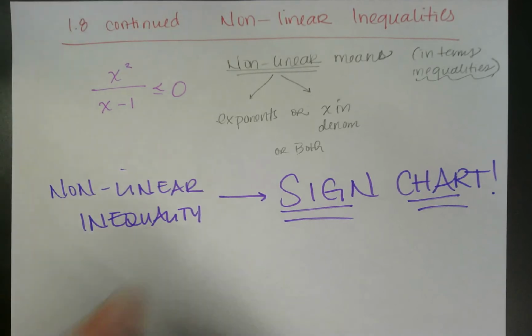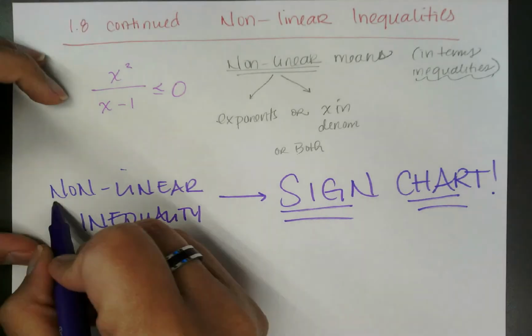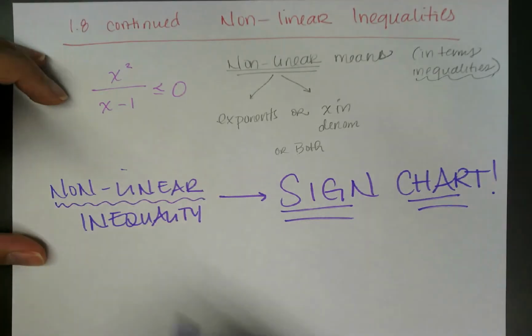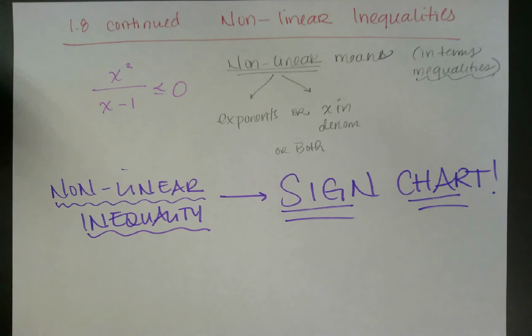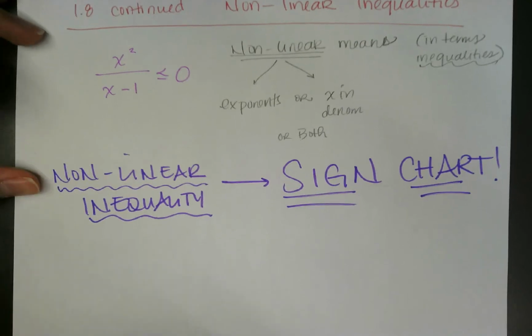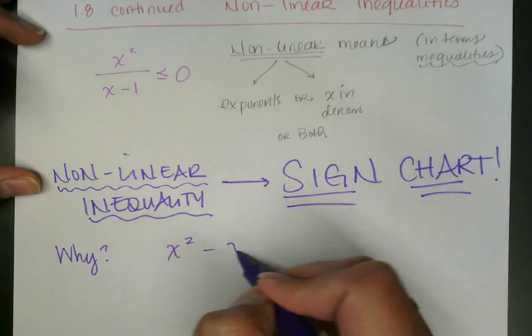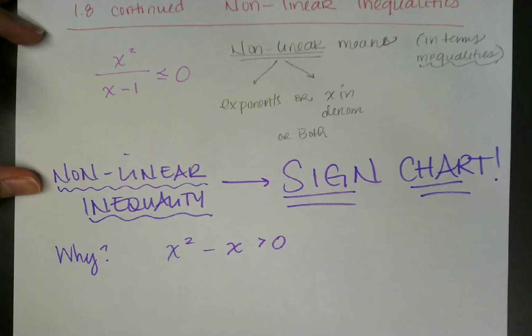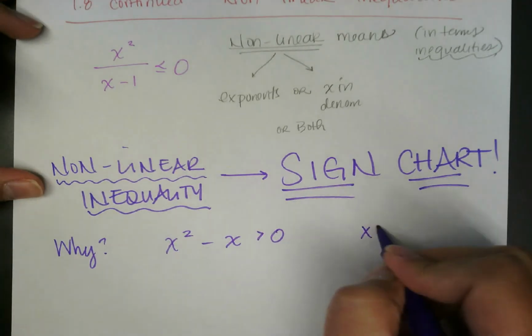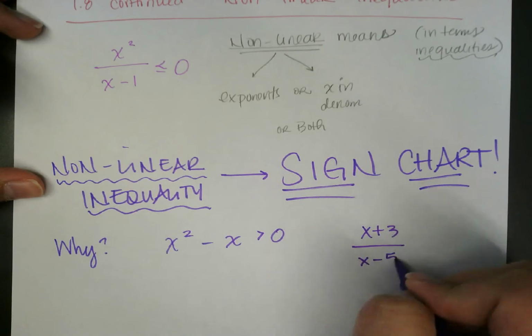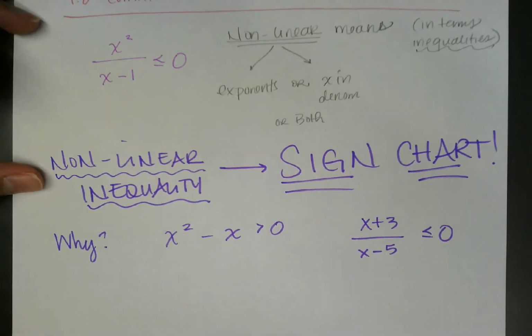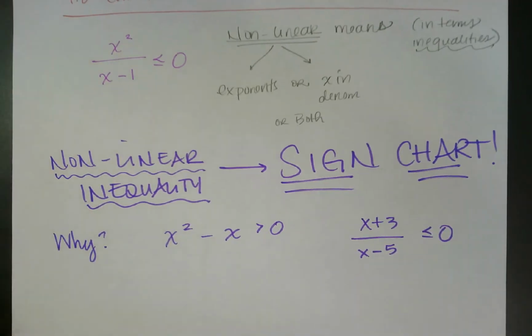So a sign chart, nonlinear inequality, that's when a sign chart happens. If you don't have a nonlinear inequality, you shouldn't be doing a sign chart. So it's like, okay, well, why? Why, Sam? Why? If you had x squared, or you had an x in the denominator, it's because of this. And then we're going to do an example.